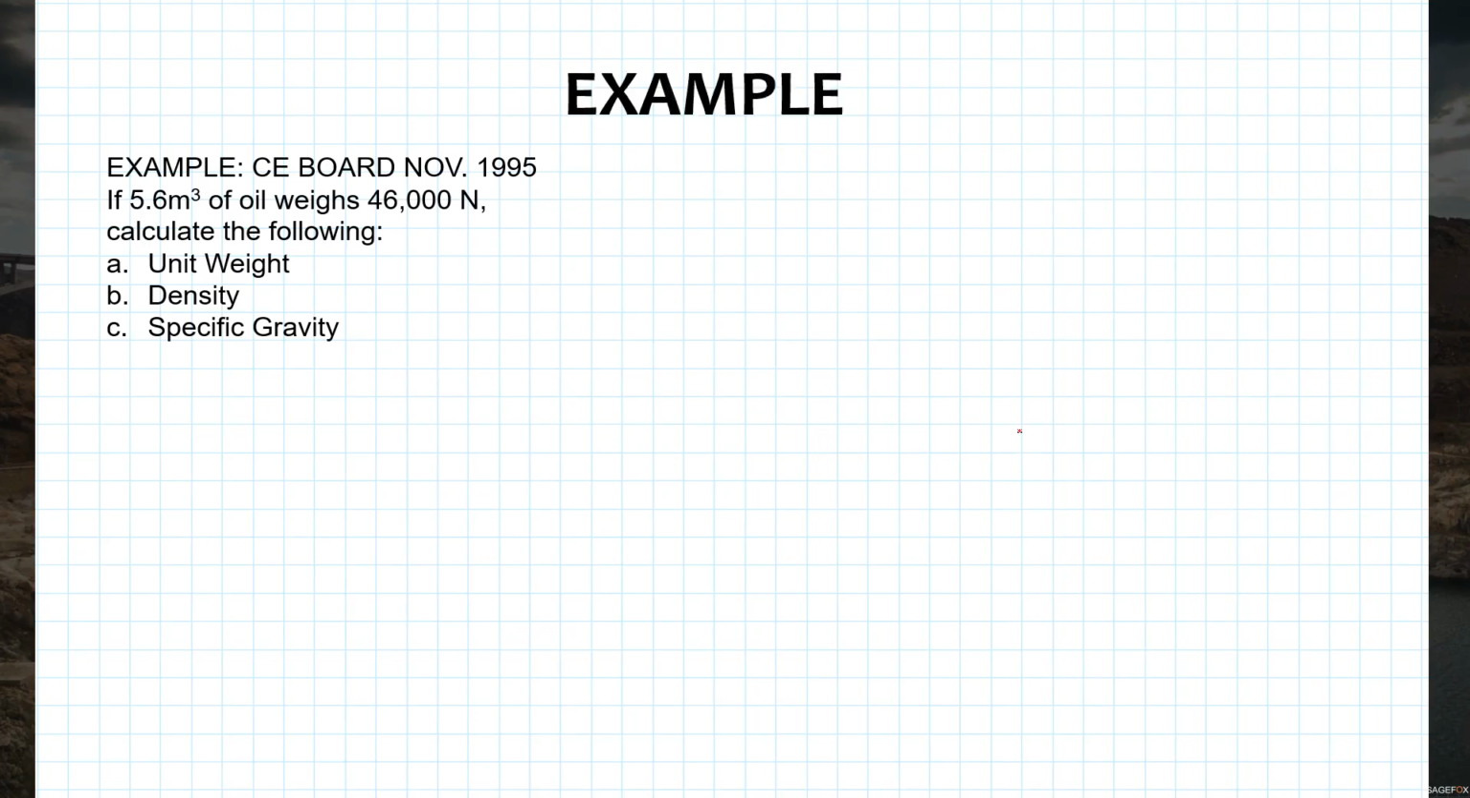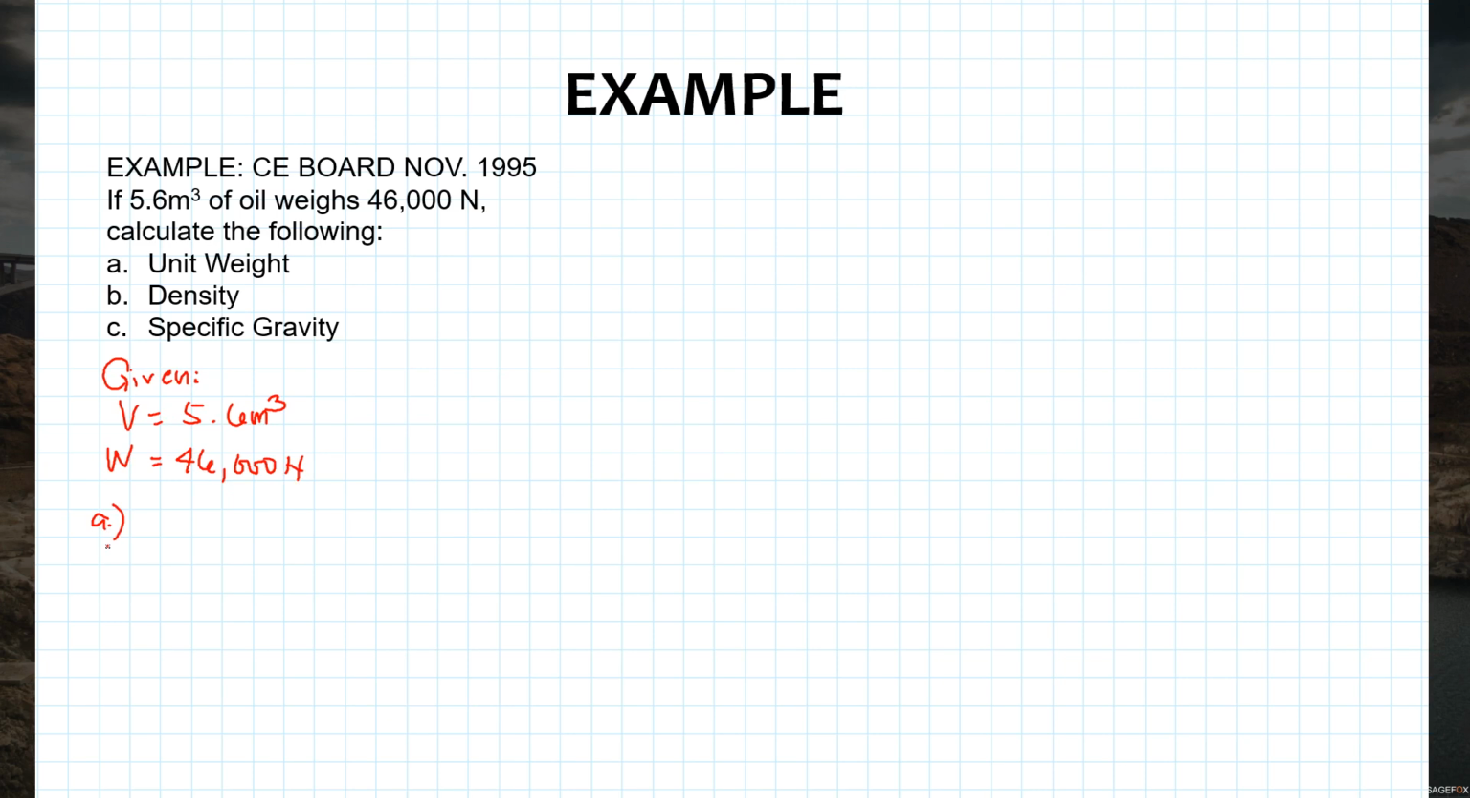Example. Sample number 1. This is a past board, November 1995. If we have a given of volume, which is 5.6 cubic meters, and the oil weighs, okay, it's a unit of weight, 46,000 newtons. What is the unit weight, density, and the specific gravity?